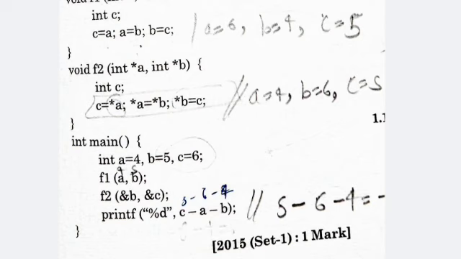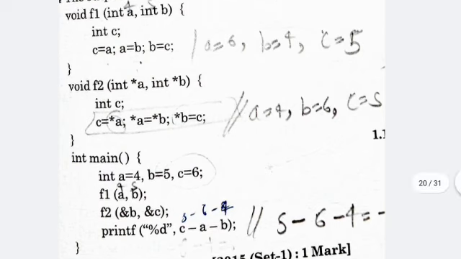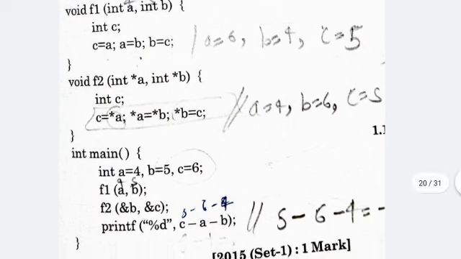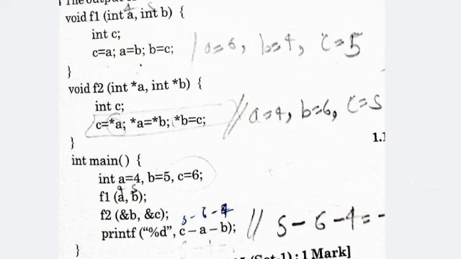Now come to the solution of this problem. After the calling of the function f1, the value of a is going to be 4 and the value of b is going to be 5.